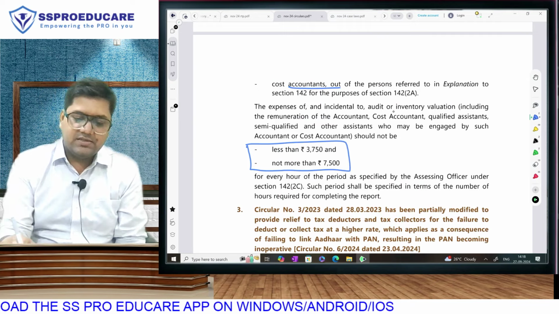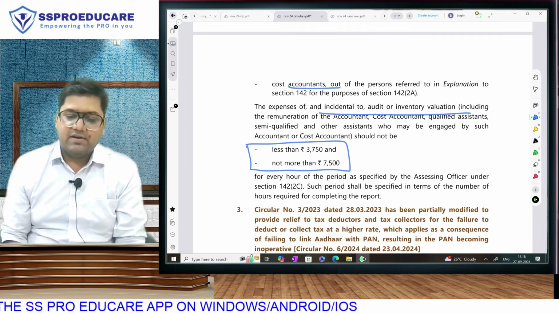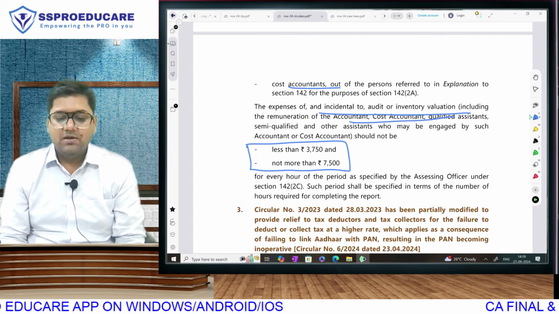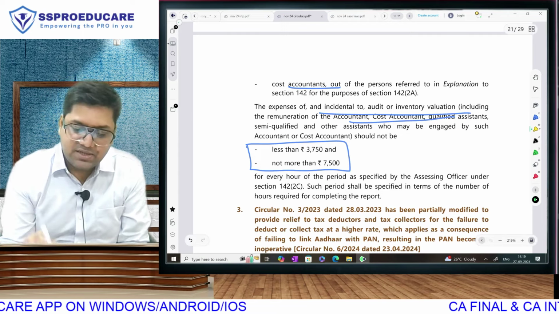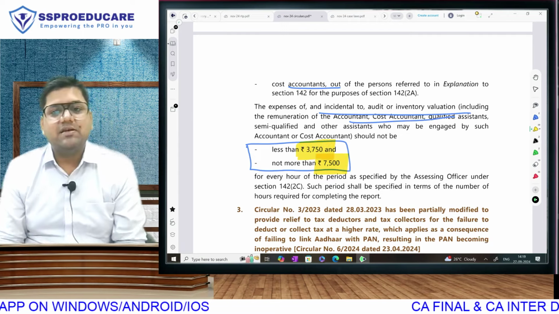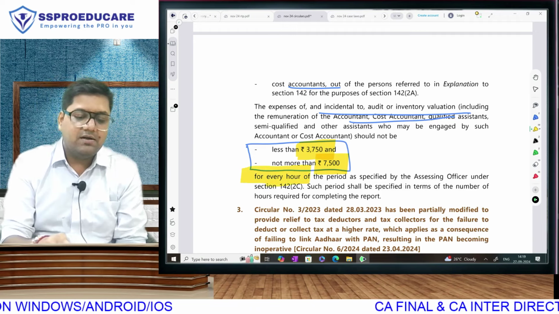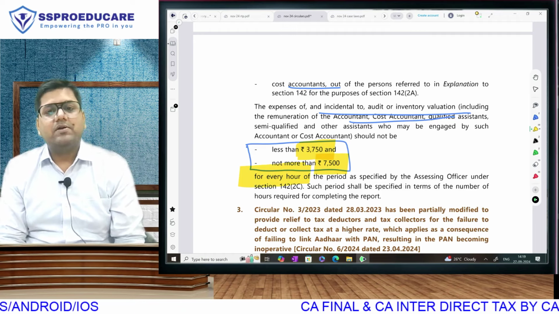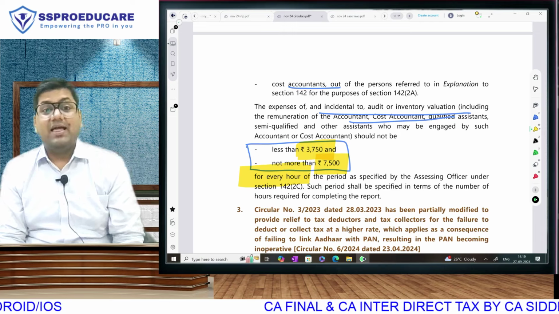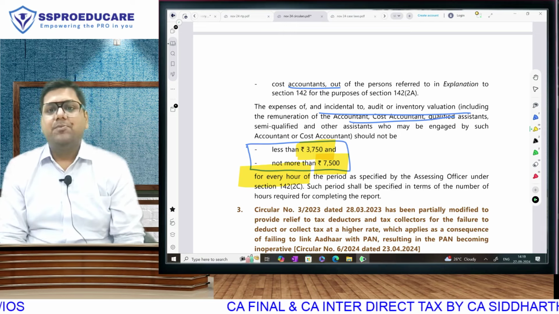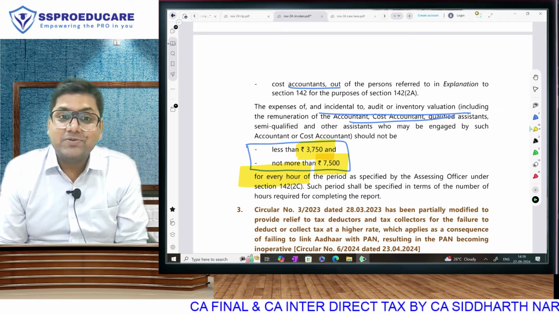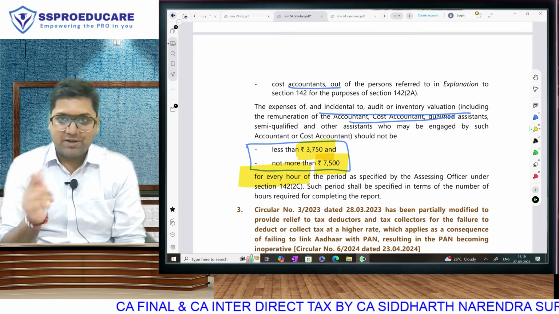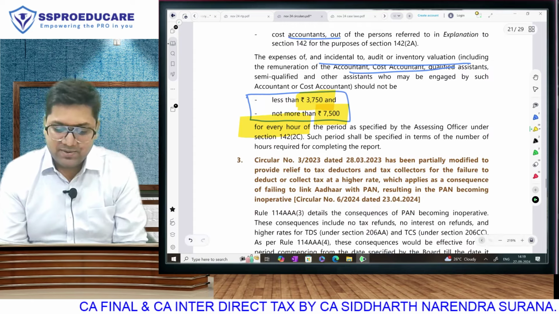Whenever there is any special audit or inventory valuation, there will be a chartered accountant or cost accountant or their assistants who will be engaged. The fees should be minimum 3,750 and maximum 7,500 rupees per hour. Listen, you chartered accountants, for doing a special audit assignment, you are going to get minimum 3,750 and it can go up to 7,500 rupees per hour. Even for your articles that are engaged, you charge that much. You don't have to give that to your article. The money you will keep with yourself. You just have to charge it to the client. Maja aa gaya na, bro?